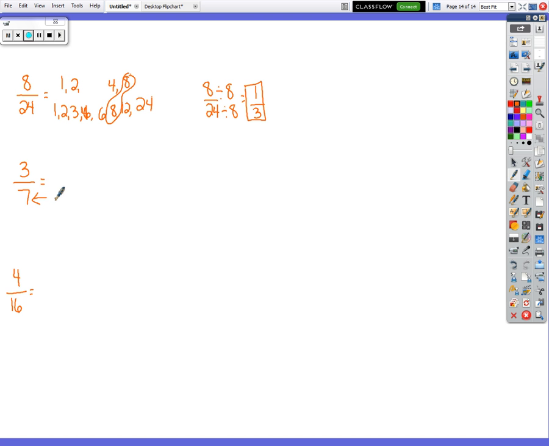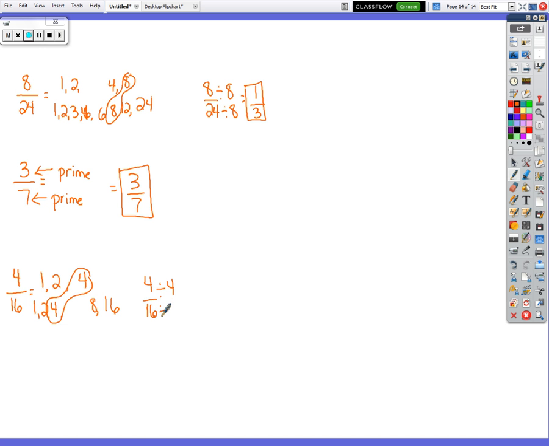Looking at this, 7 prime, 3 prime. So that means 3/7 is in lowest, simplest form. Okay, here we go. 1 and 4, 2 and 2. 1 and 16, 2 and 8, 3 doesn't, 4 and 4. 4, so 4/16, divide them both by 4, equals 1/4. And that is in simplest form.